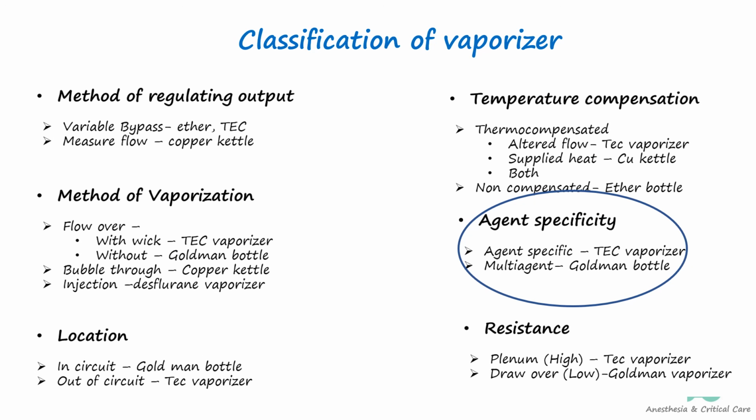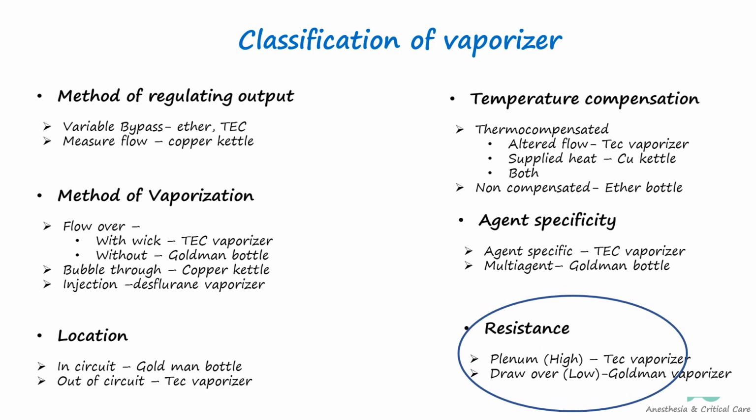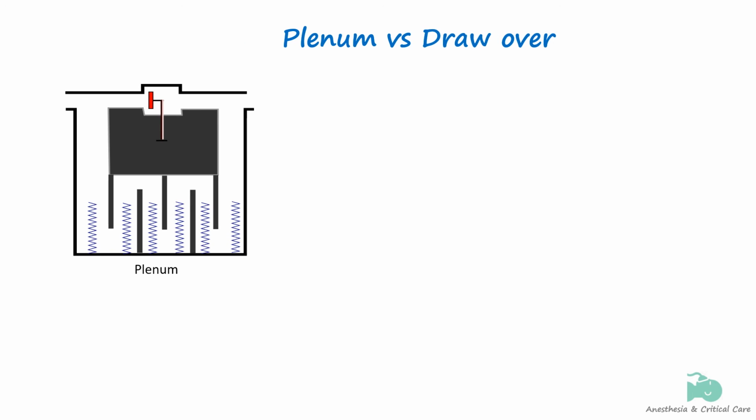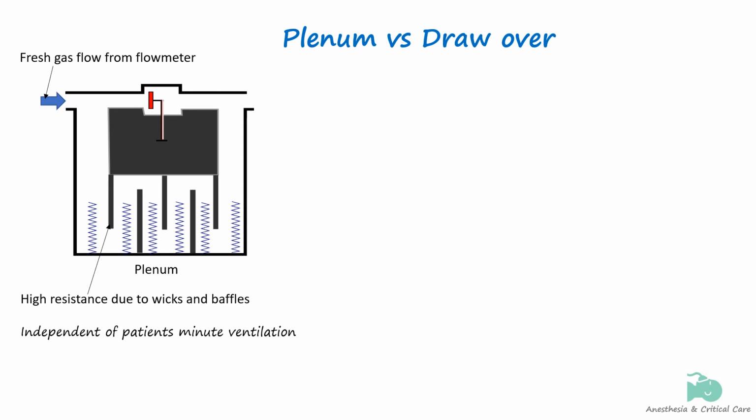Depending on the resistance the vaporizer offers, there are generally two types of vaporizers, plenum and draw-over. Plenum vaporizers have a much higher internal resistance, requiring fresh gas at above atmospheric pressure. The plenum vaporizer is driven by positive pressure from the flow meter and is usually mounted on the machine. The performance of the vaporizer does not change regardless of whether the patient is breathing spontaneously or is mechanically ventilated.